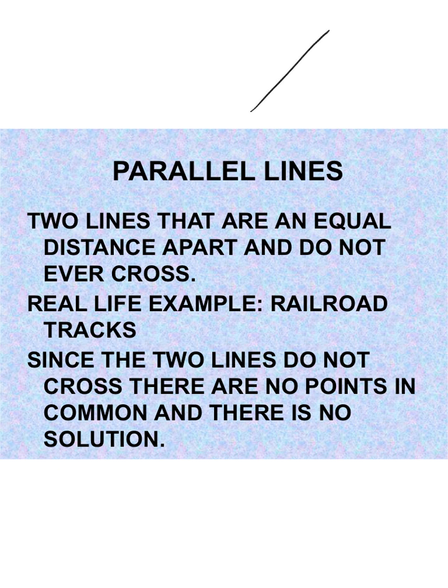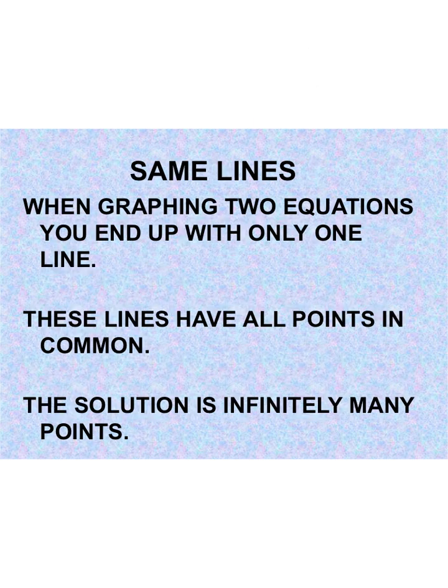Parallel lines, we know, are two lines that run side by side that are equal distance apart. An example in real life are railroad tracks. And because these two lines do not intersect, this system of equations would be no solution. Same lines take place when you graph two equations and you end up with only one line. So you're graphing the first equation, and then you're graphing the second equation, and the second equation is directly on top of the first equation, which means that every point on this line is a solution.